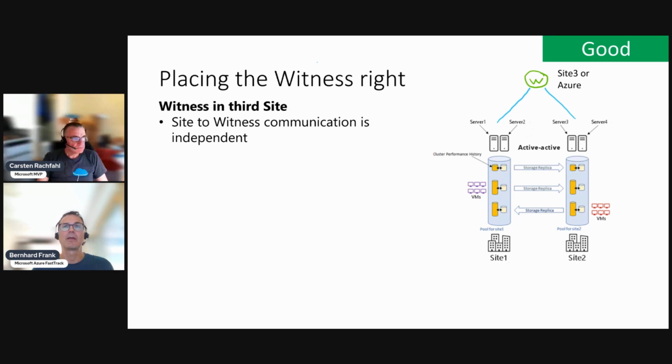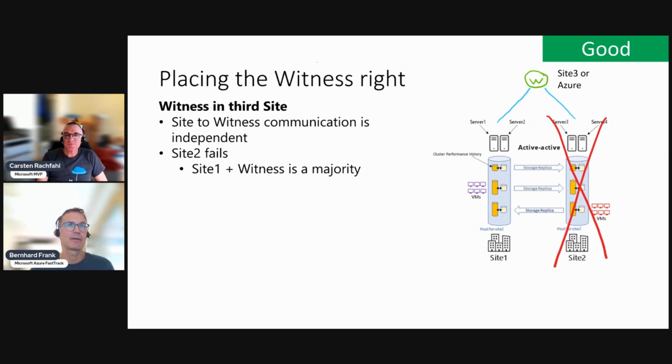And the reason is, let's play it through. Let's start again with site 1 failing. Site 2 fails, of course, 50-50, right? Site 2 fails. What happens? Site 1 sees the witness. It has the majority of votes. It will start the VMs on its location.